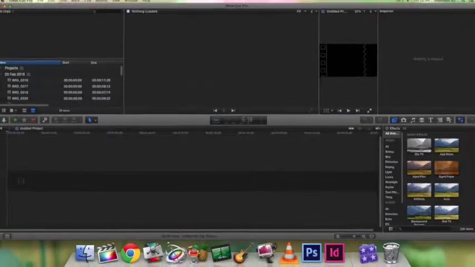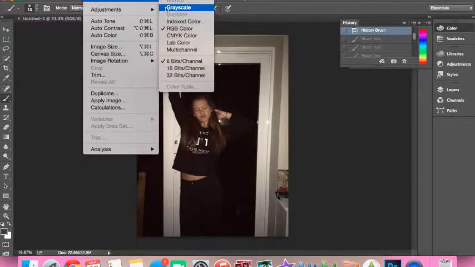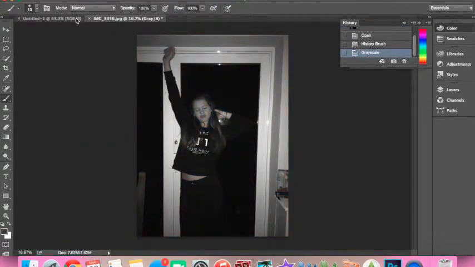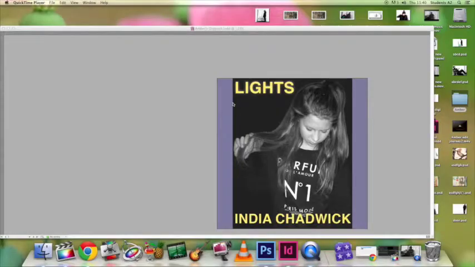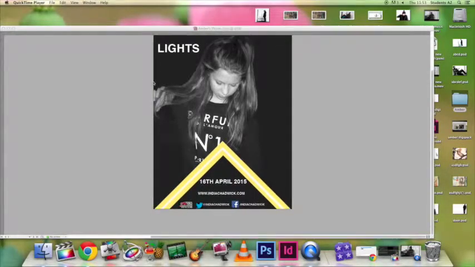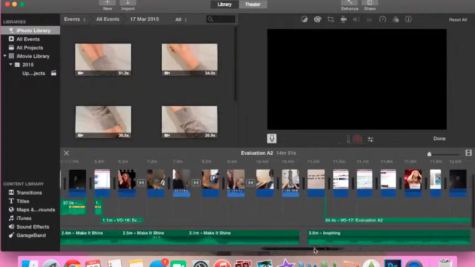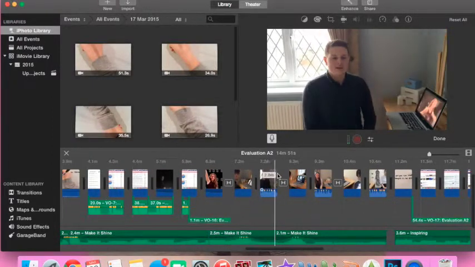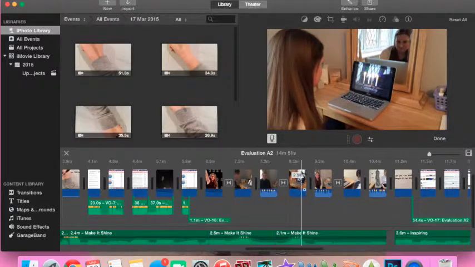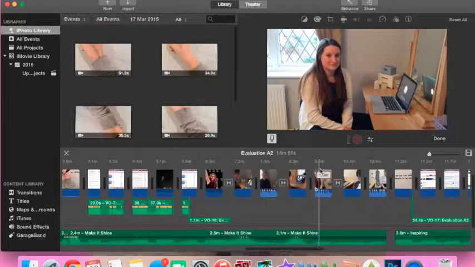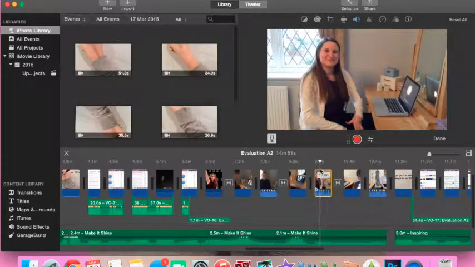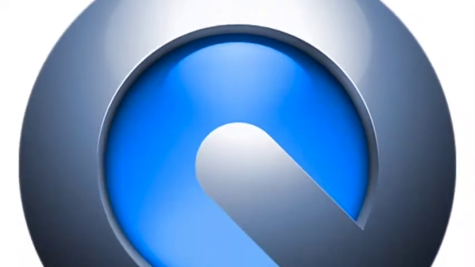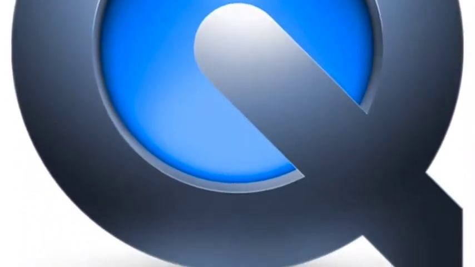For my poster and digipack construction, I used Photoshop to edit my photos so that I could make the background black on every photo, and InDesign to put my digipack and poster together. Finally, to put together my evaluation, I used iMovie because it is a piece of software I am familiar with, and so I know how to use it. I also used QuickTime Player to record my screen so that I could illustrate my answers.